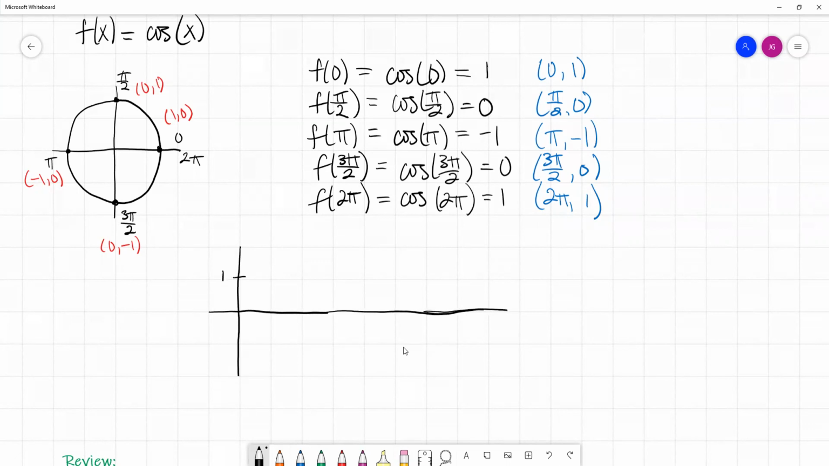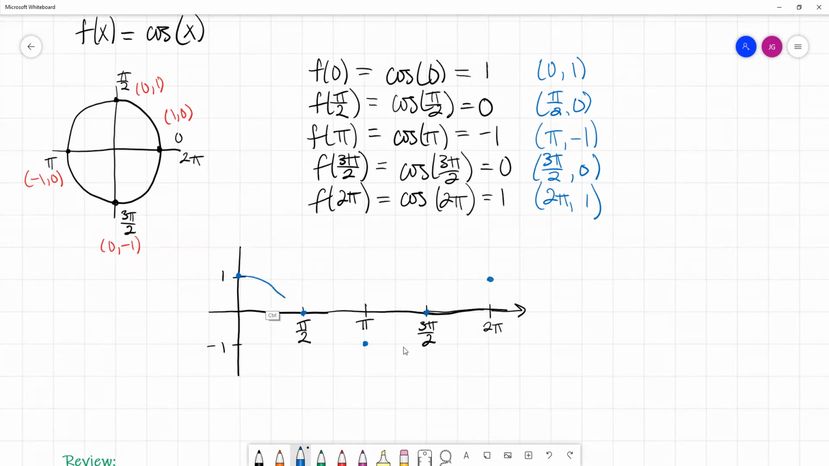Okay, so 1, negative 1. Here we have pi halves, pi, 3 pi over 2, and then 2 pi. And now we can plot our points. So we have 0, 1, pi over 2, 0, pi, -1, 3 over 2 pi, 0, and then 2 pi, 1.